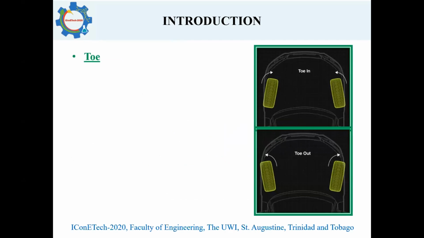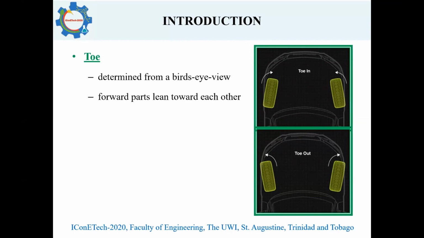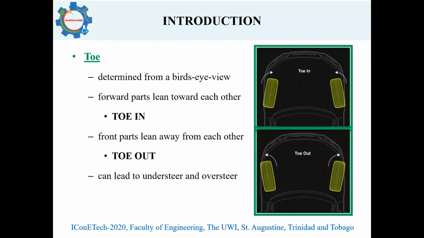Next, we take a look at toe. This is similar to camber, but taken from an overhead or an aerial view. When the front parts of the wheel tip towards each other, this is considered toe in, and conversely, away from each other, toe out. They ultimately affect the steering performance.